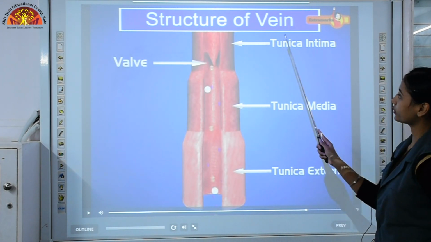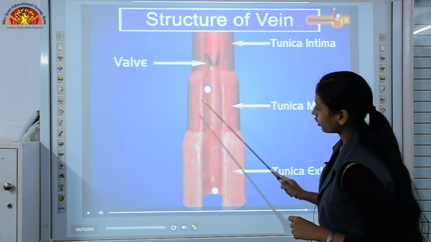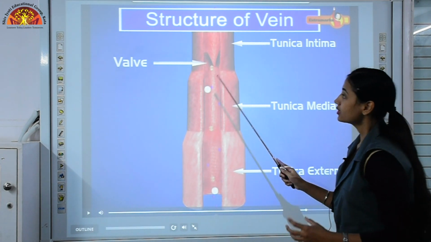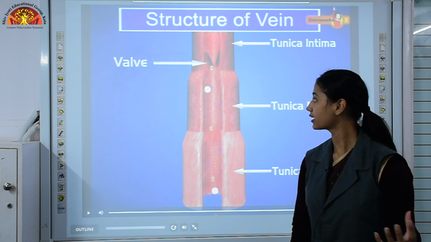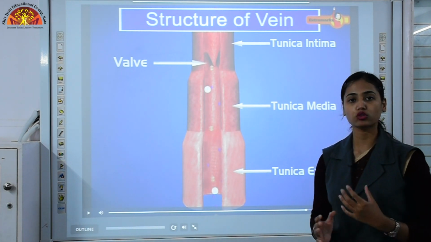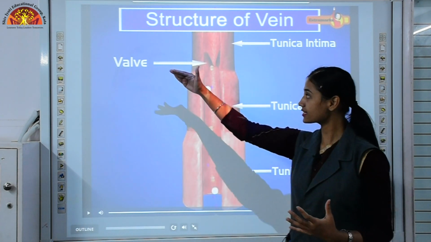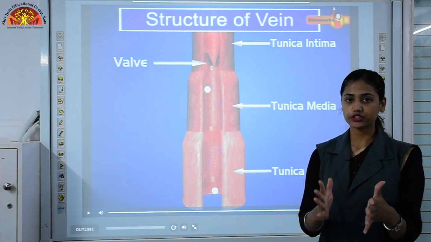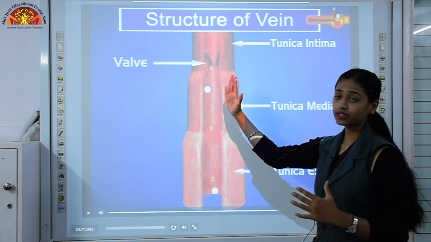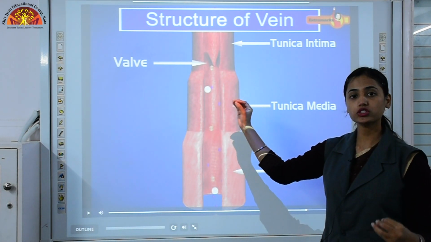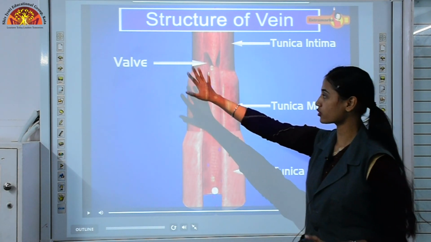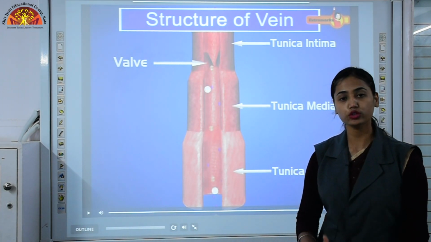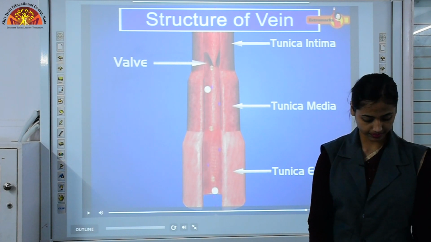This is the structure of vein. The wall is comparatively thin and it has a valve. What is the function of the valve? It controls the flow of blood. This valve allows blood to flow in a particular direction, because this vein contains what? Carbon dioxide rich blood. So the purpose of the valve is to send carbon dioxide rich blood directly to the heart.